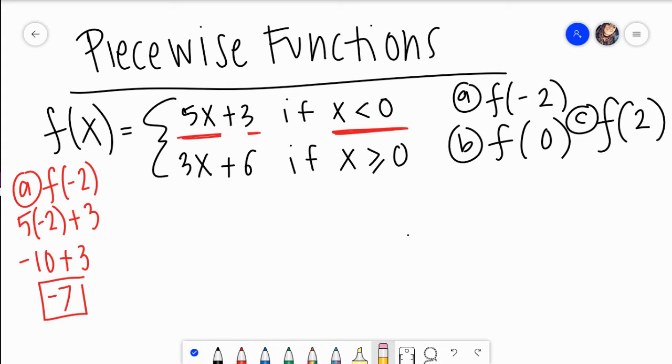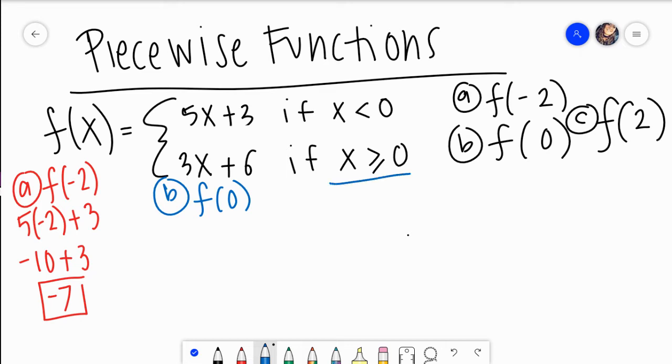Just have to make sure that you use the right function. So make sure you pay attention to the conditions. For our b, it is telling us to find f of 0. So when I look right here, I know it's not going to be that top function because that one is for x less than 0, and 0 is 0. So it would actually be right here where it says x is greater than or equal to 0, which means we use this function right here.